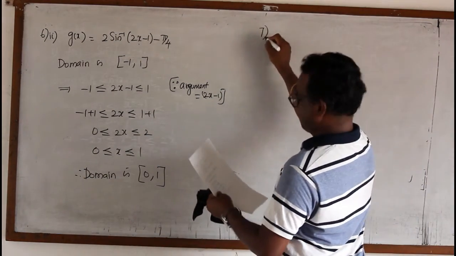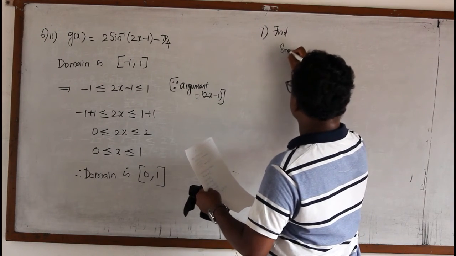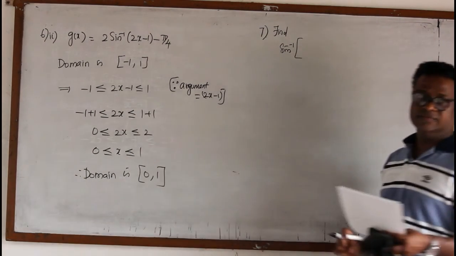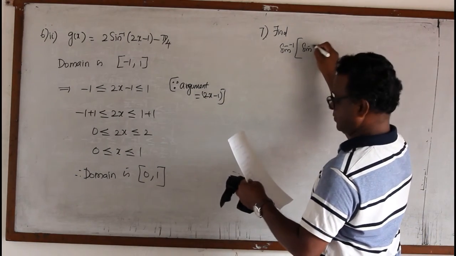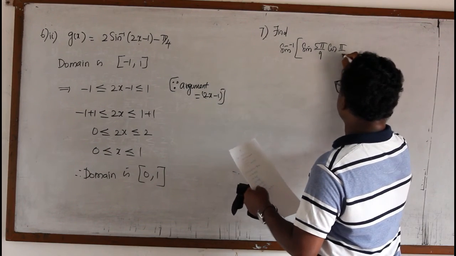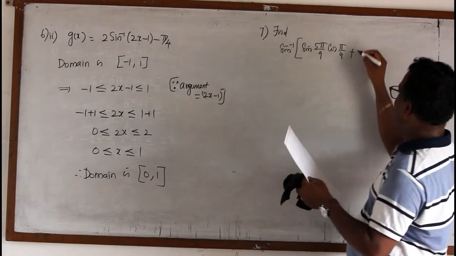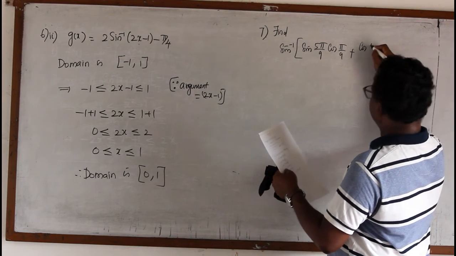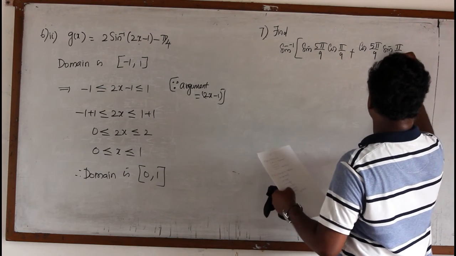Seventh problem. Find sin inverse of (sin pi by 9 cos pi by 9 plus cos 5 pi by 9 sin pi by 9).